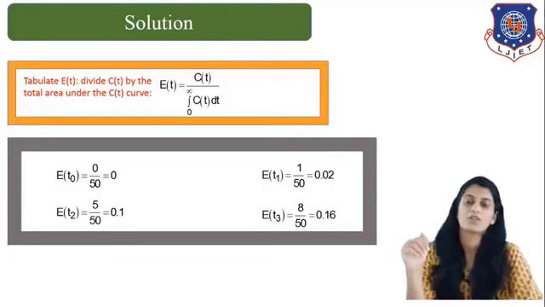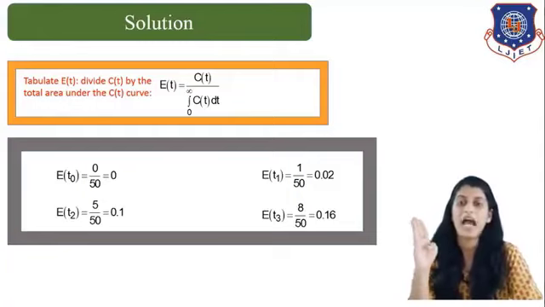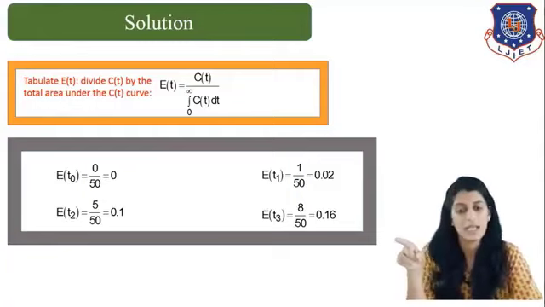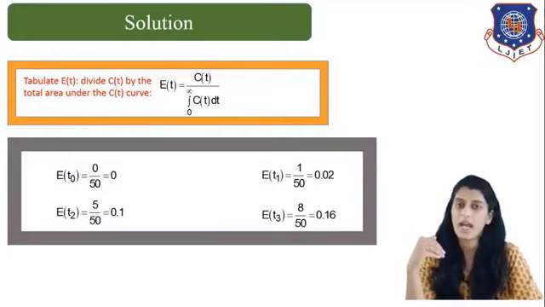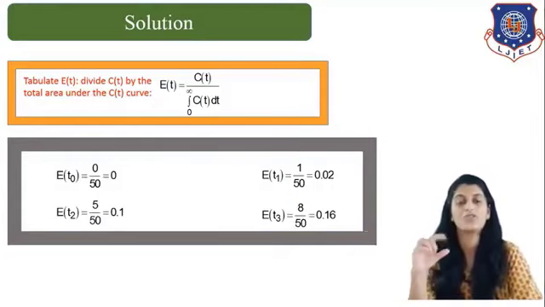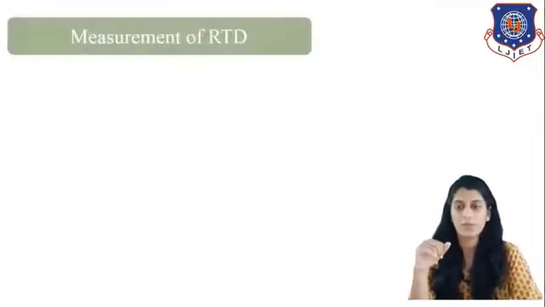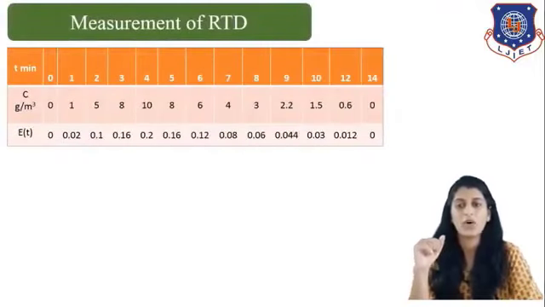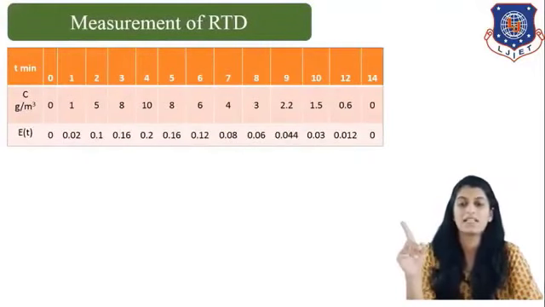For time equal to 1 minute, E1 equals the concentration at 1 minute, which is 1, divided by the area under the curve, which is 50. So it will be 0.02. In the same way, I have done the calculation for all the values of the given table. Once you calculate all the values, you will get this kind of table.